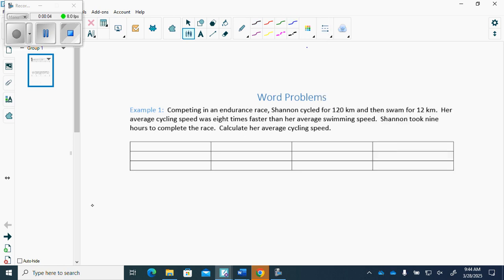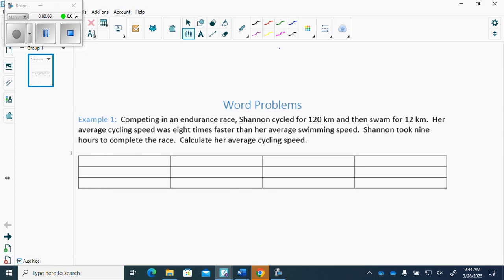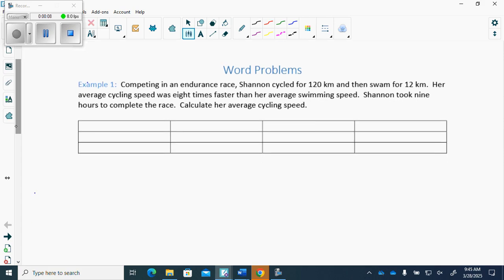Here we are, competing in an endurance race. Shannon cycled for 120 kilometers.